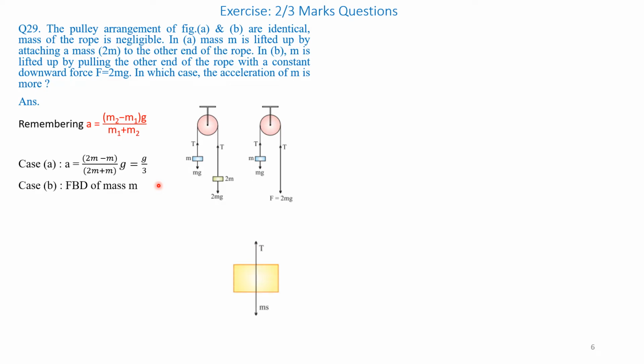Case B. The free body diagram of mass m is shown below. Here in case B, let the acceleration be a dash. Writing the relationship force equals mass into acceleration, m a dash equals T minus mg. But T is equal to 2mg. Therefore, m a dash is equal to 2mg minus mg, that is m a dash is equal to mg. Simplified, a dash is equal to g. Hence, in case B, a dash is equal to g. In case A, acceleration is equal to g by 3. Hence, the acceleration is more in case B.